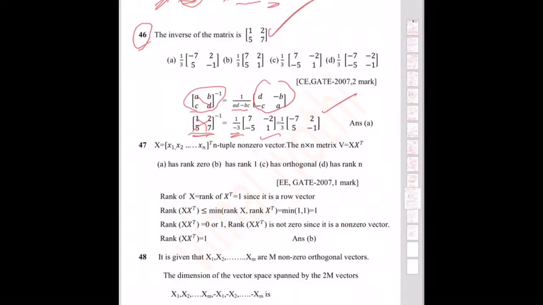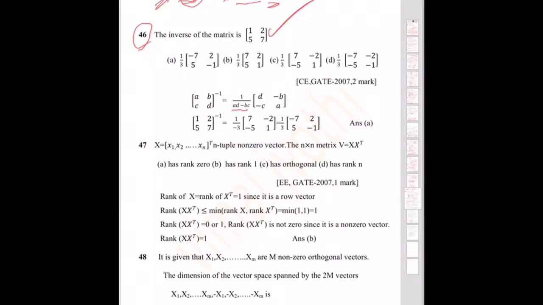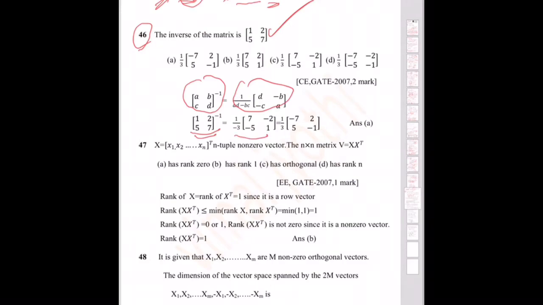This is the formula. This is the formula for the inverse of a 2 by 2 matrix. The inverse is this. Hence, the inverse of this matrix is equal to this. That is this answer. A is correct.